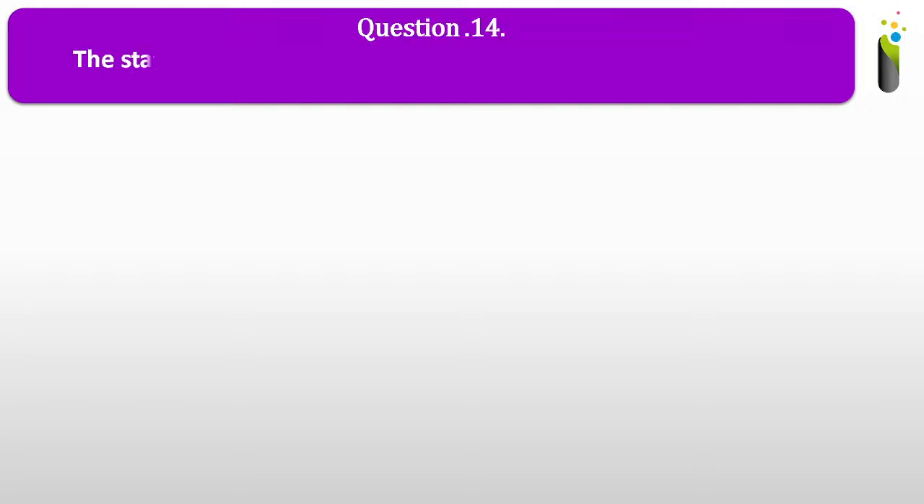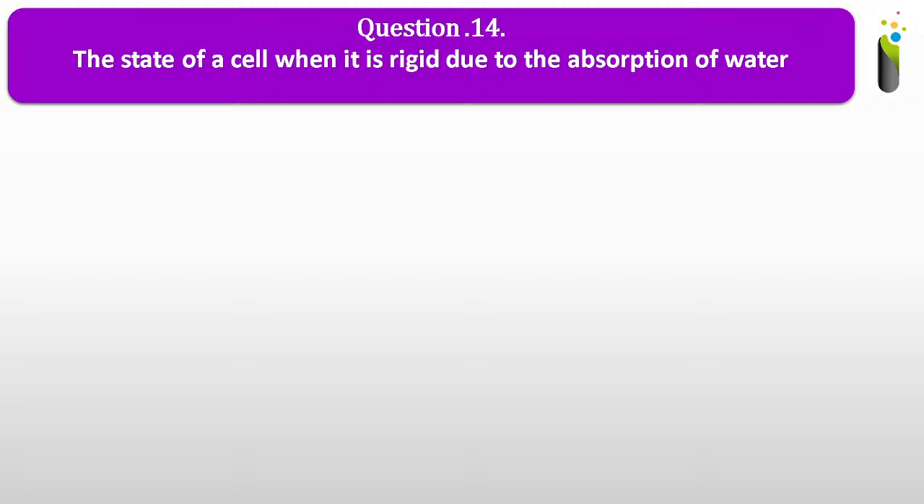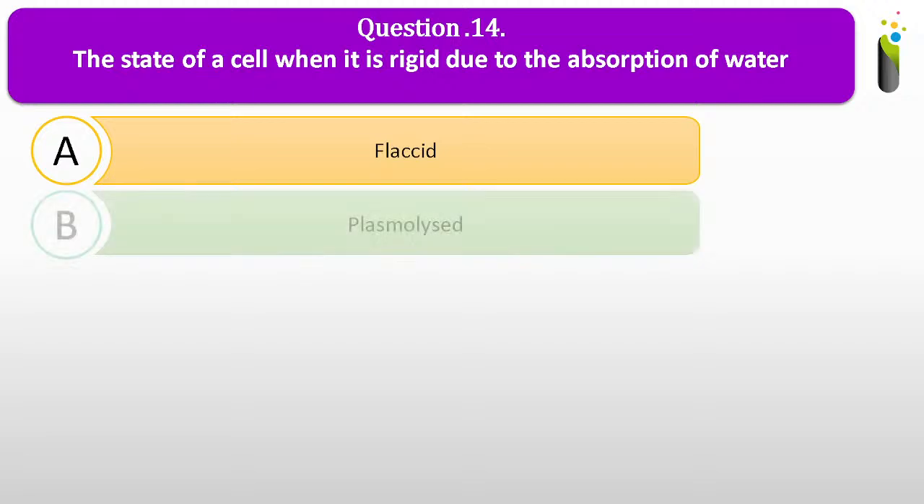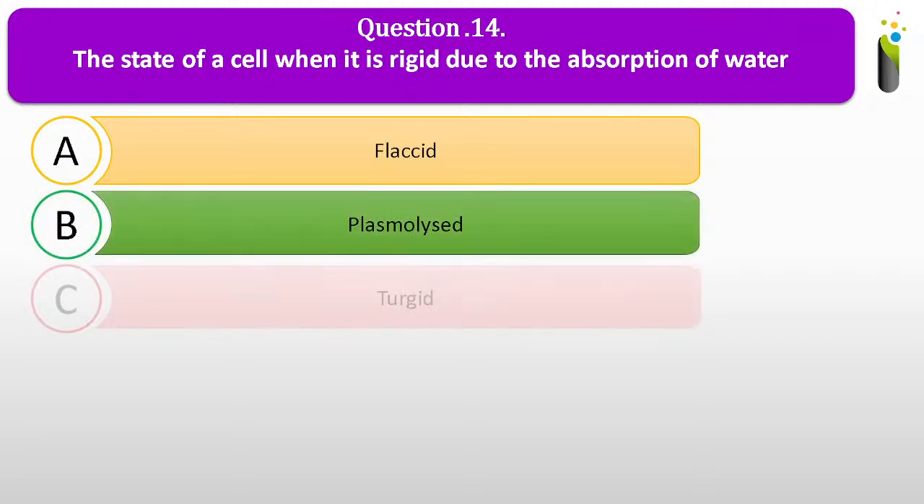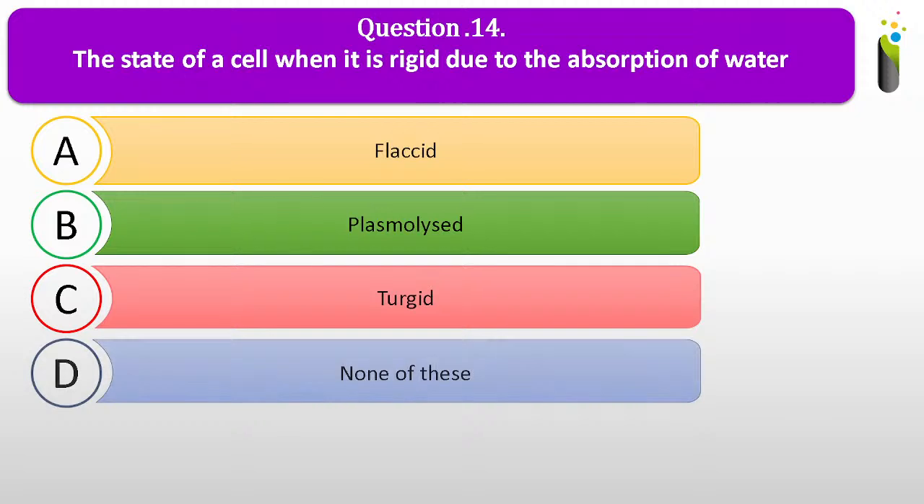Going ahead with question number 14. The state of a cell when it is rigid due to the absorption of water is dash. A. Flaccid. B. Plasmolized. C. Turgid. D. None of these.